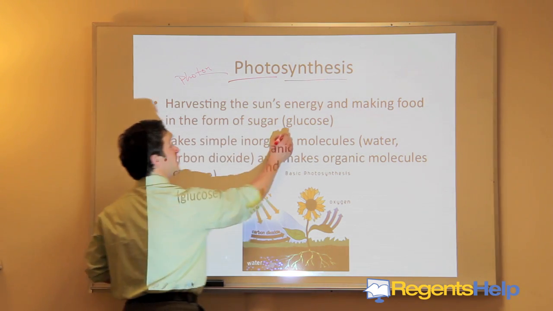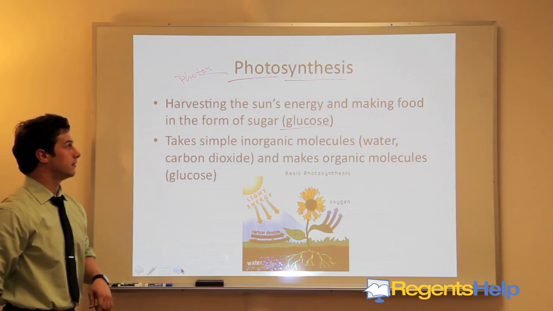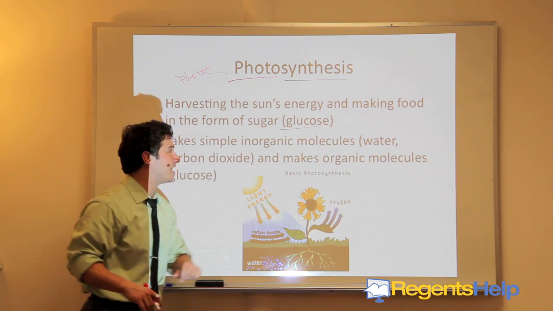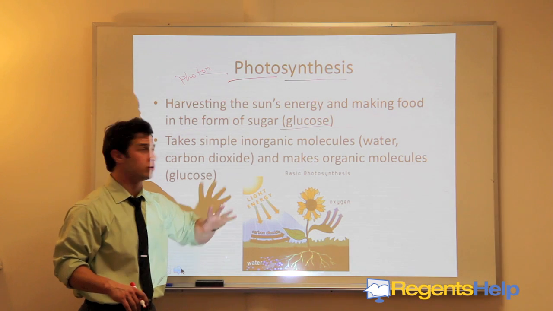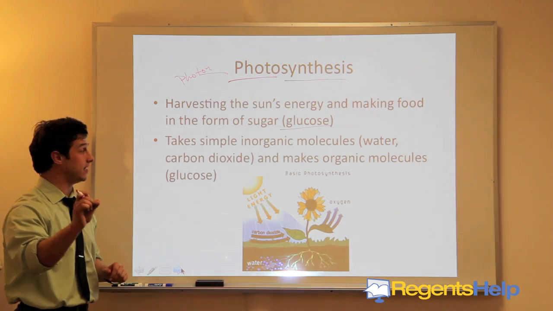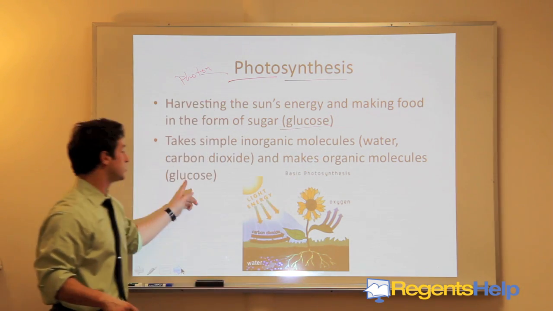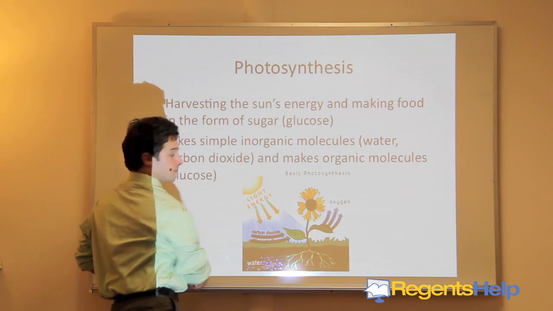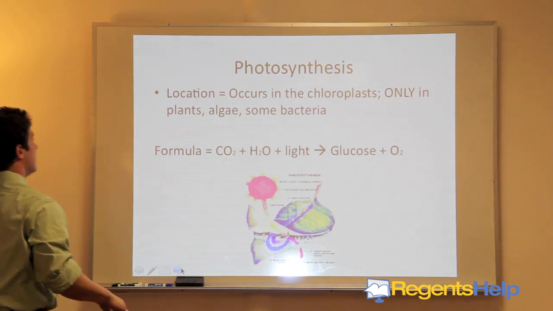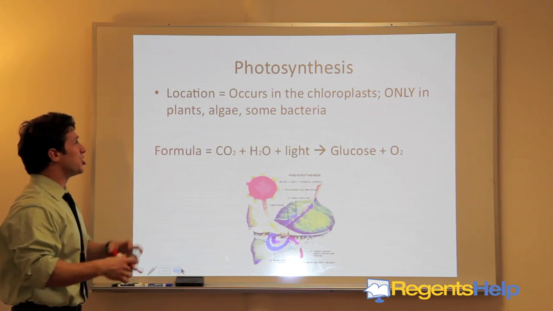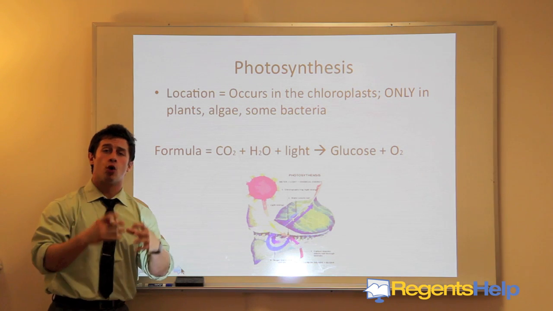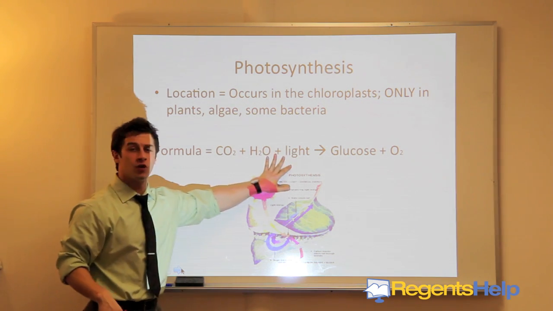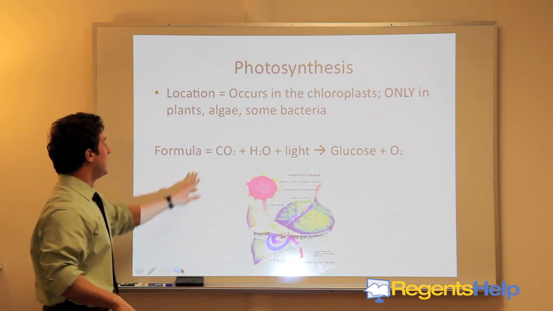And specifically, they'll be making glucose. Remember, glucose is an organic molecule. So photosynthesis will take simple inorganic molecules, water and carbon dioxide, which don't have C and H together, and make organic molecules, which is glucose. Photosynthesis occurs inside the chloroplast, and we talked about these being organelles only found in plants, algae, and certain bacteria. And the formula for photosynthesis is really one you should memorize.